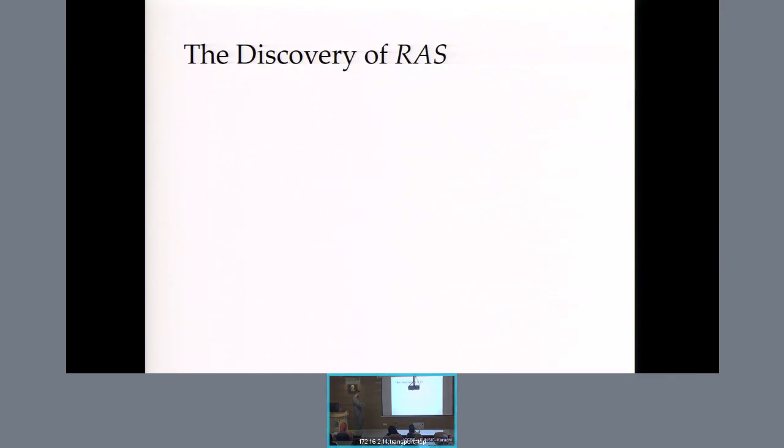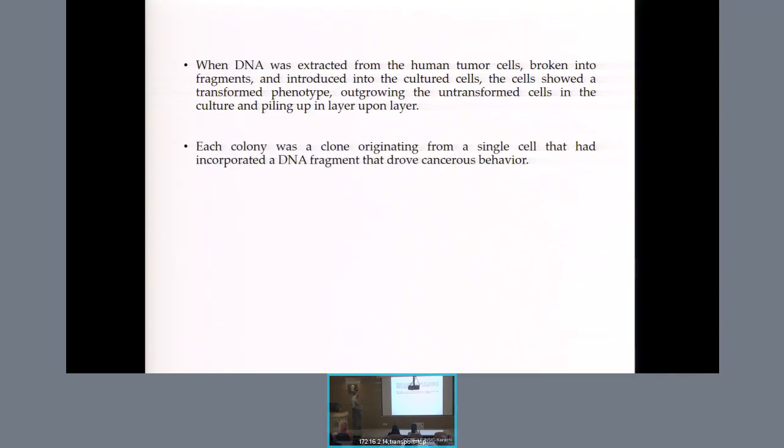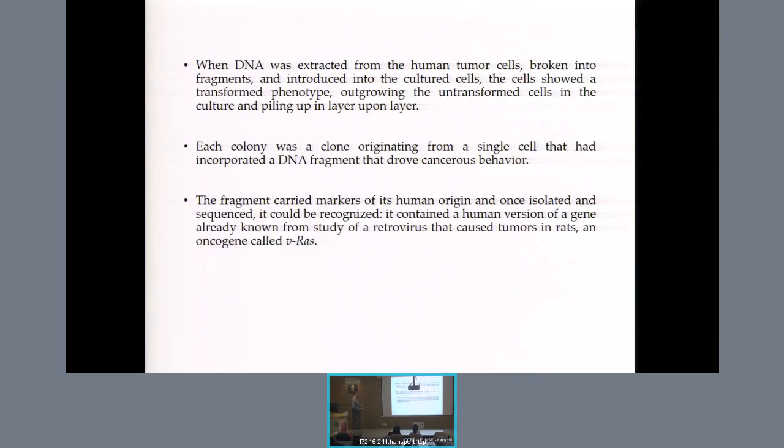So how was the RAS protein discovered? When DNA was extracted from the human tumor cells, broken into fragments and introduced into cultured cells, the cells showed a transformed phenotype, outgrowing the untransformed cells in the culture and piling up in layer upon layer. That's the phenotypical quality of cancer cells. They build continuously and form layers. Each colony was a clone originating from a single cell that had incorporated a DNA fragment. The fragment carried markers of its human origin.